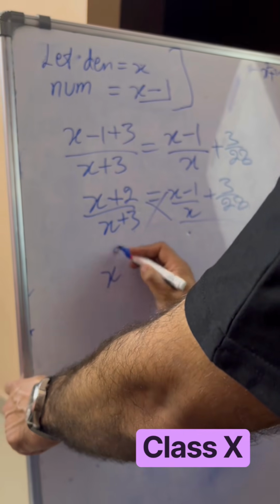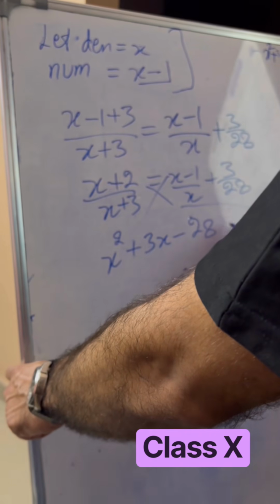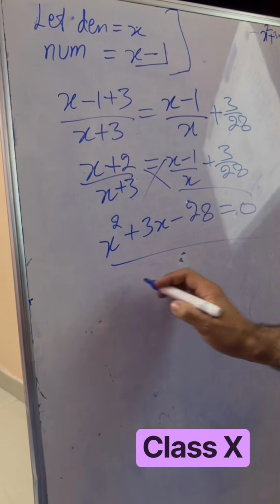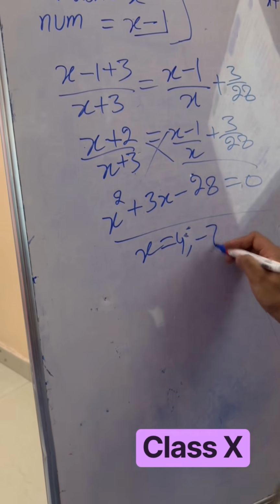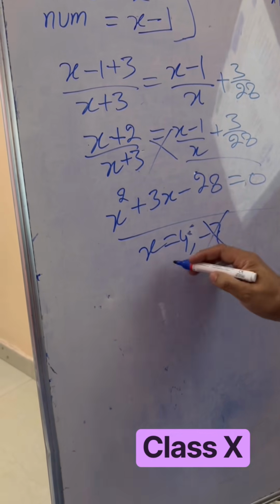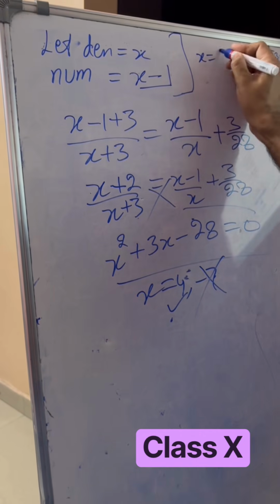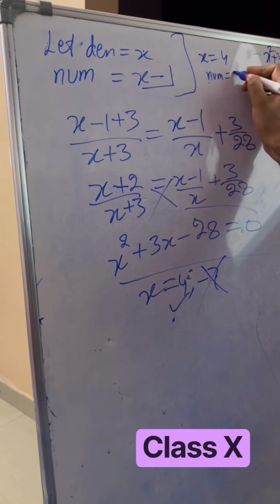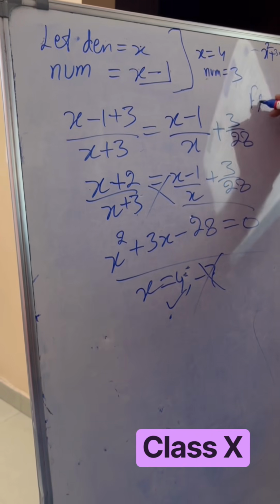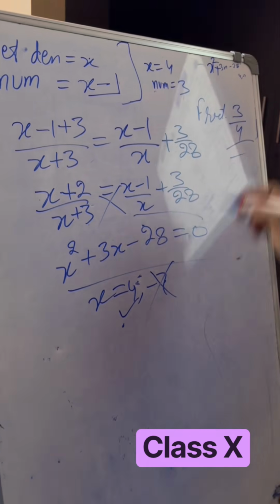We'll take the LCM and then cross multiply. We'll get the quadratic equation to be 3x squared minus x minus 28. And if we solve it with the middle split term method, then our x value will come as 4 and minus 7. We cannot take minus 7, a negative value, we'll take the positive value, x is 4. So that means our denominator is 4, numerator is 3, and our fraction becomes 3 upon 4. So this is the answer.